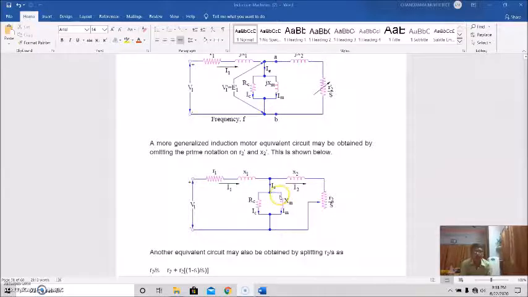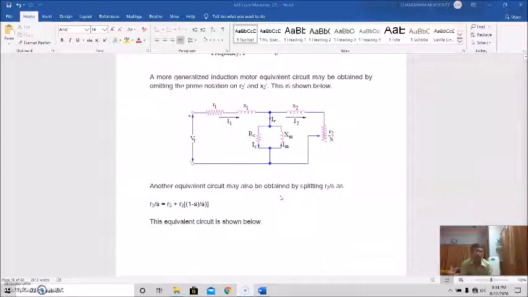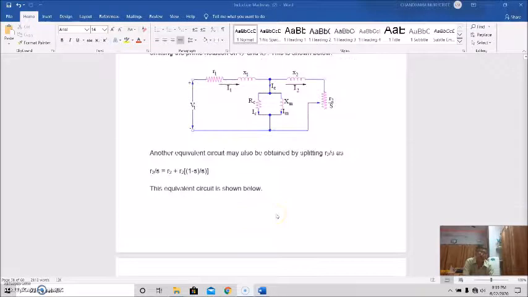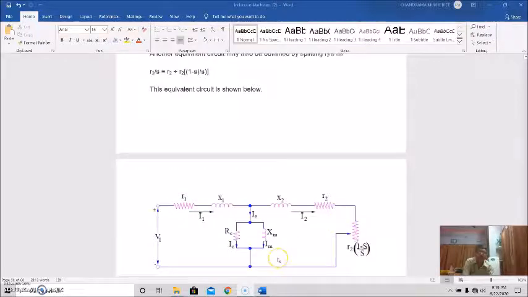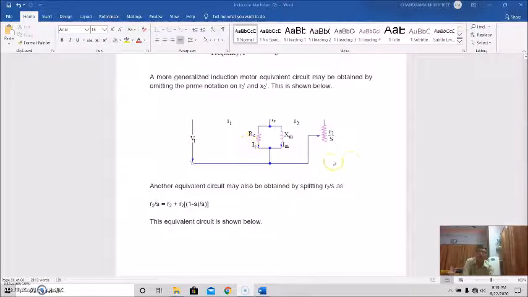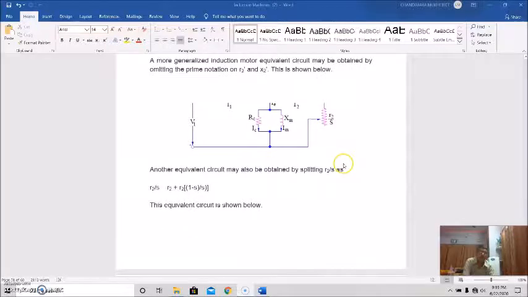So this is your generalized equivalent circuit. Now another equivalent circuit may also be obtained if we split the rotor resistance in this way, that is R2 by S equals R2 plus R2 into 1 minus S by S. So now this is split into two parts. If shown in the equivalent circuit, this will be like this. See, this is R2, and this part, this part. Okay, but the rest of all are the same. Rest portions are the same.